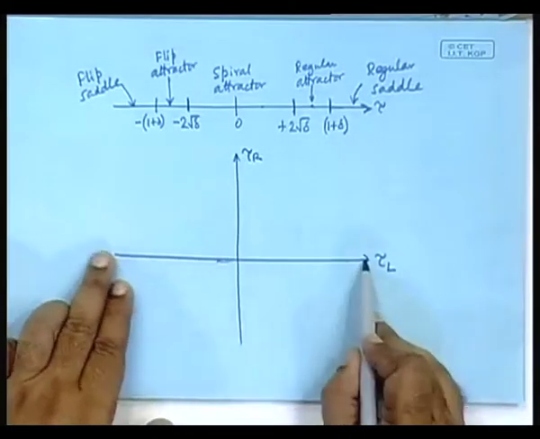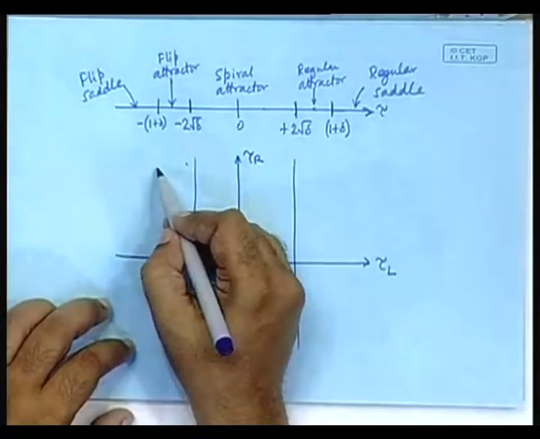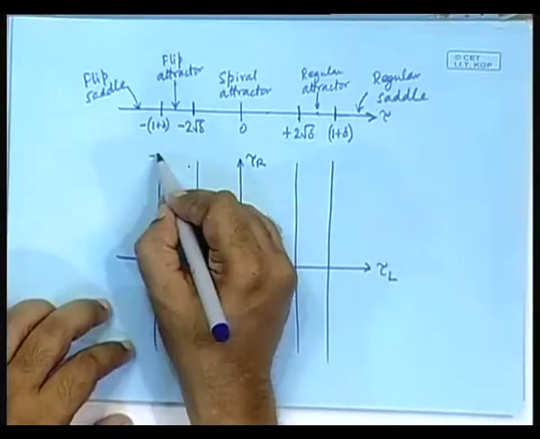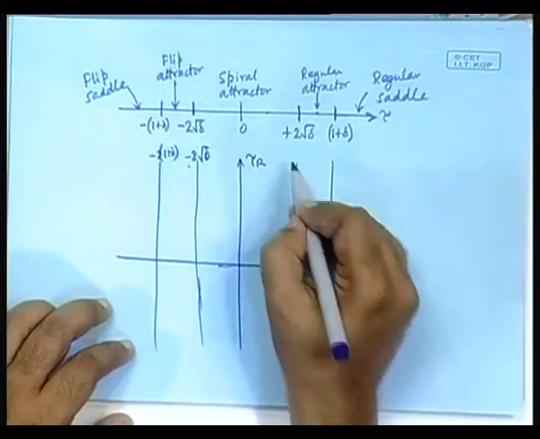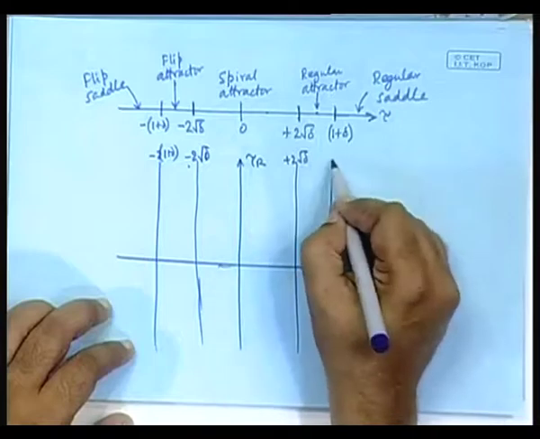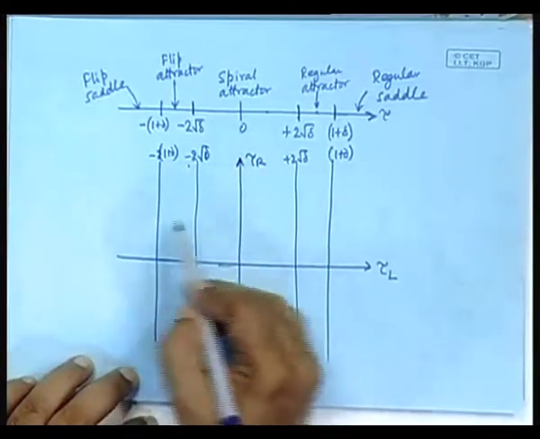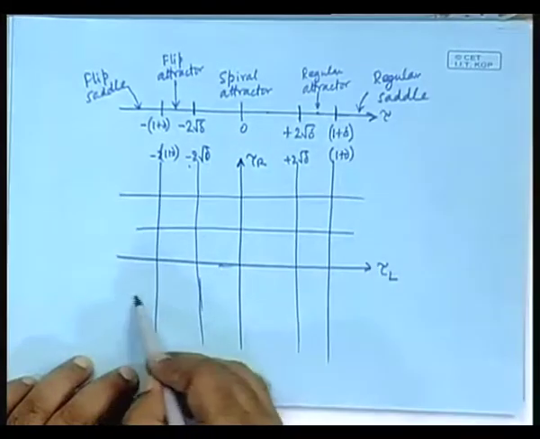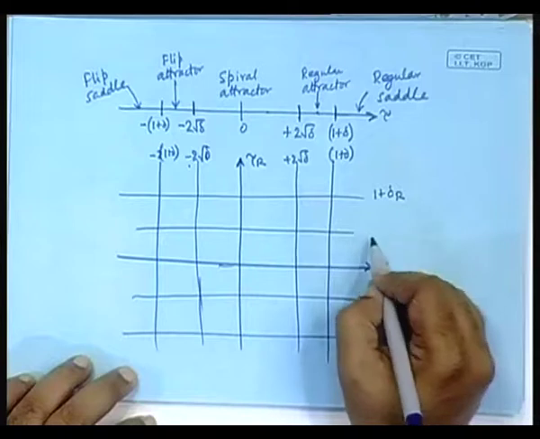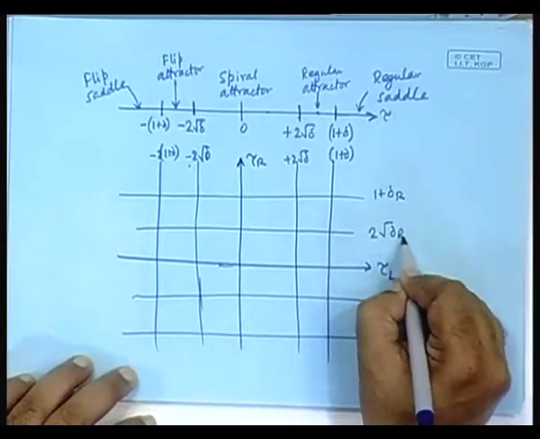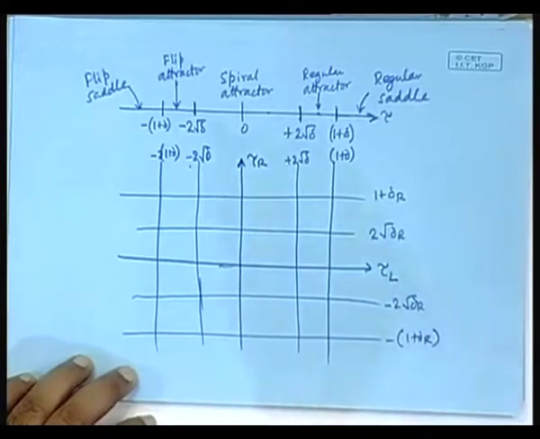So, the trace in the left hand side will be compared with these lines. So, this is minus 2, 1 plus delta, 2 root delta, plus 2 root delta, 1 plus delta, and so on and so forth. Similarly, the trace in the right hand side will be again compared with similar things. This is 1 plus delta r, this is 2 root delta r, this is minus 2 root delta r, minus 1 plus delta r. Good.